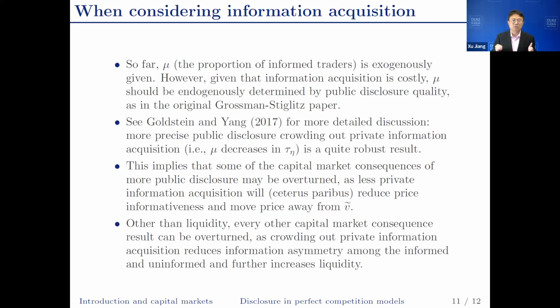However, liquidity would increase even when we endogenize mu. And the reason is, if there is less information acquisition, there are fewer informed traders. The information asymmetry is going to be smaller. So this further increases liquidity. However, other than liquidity, every other capital market consequence could be overturned, as shown in Gao and Liang.